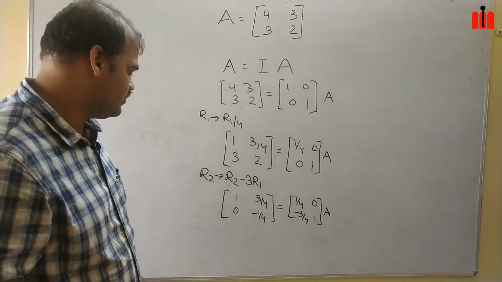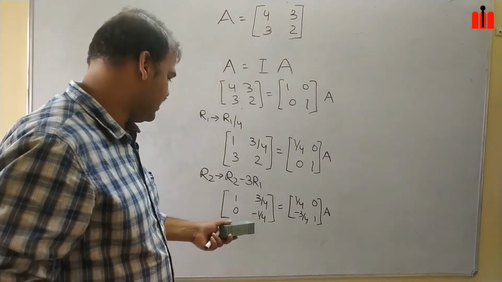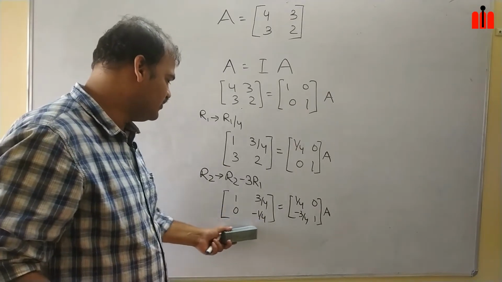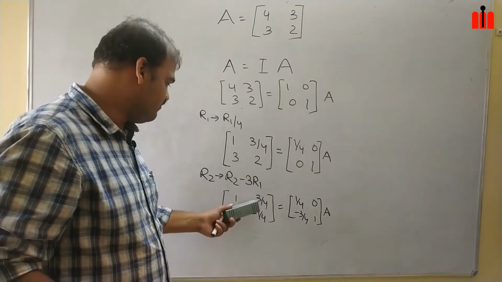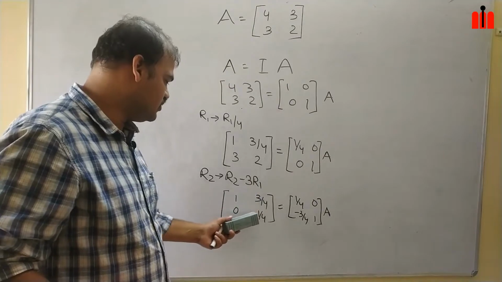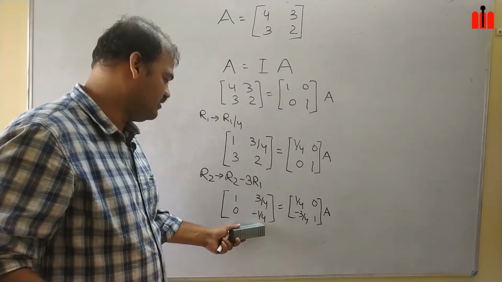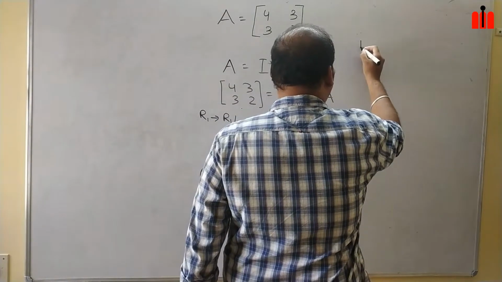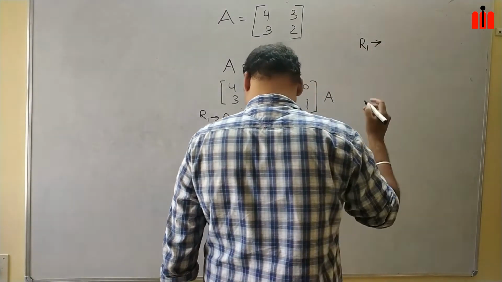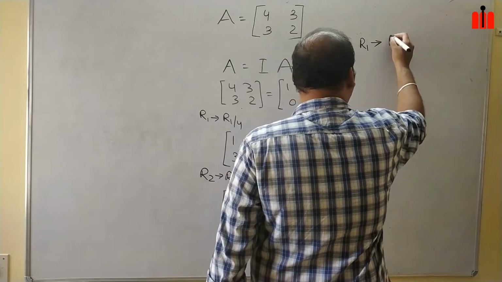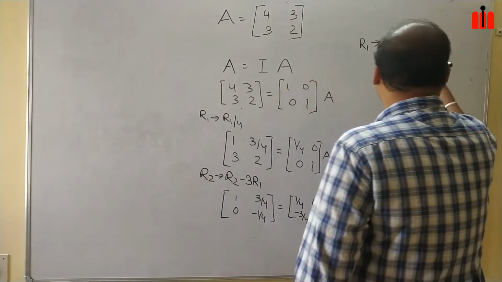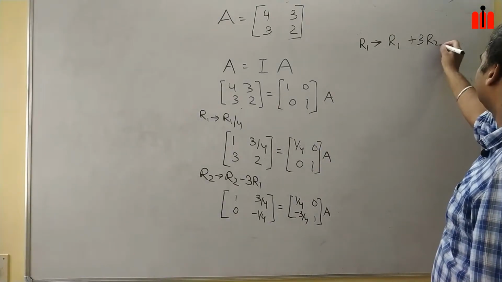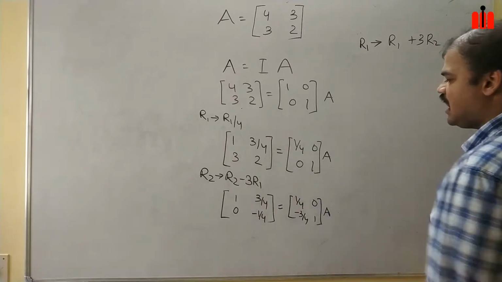Got it? Now next, in the identity matrix, here it is 1, here it is 0. So what I will do, I will multiply this R2 with 3 and add over here. Then I will get this again as 0. So 1, 0, 0, and after that it will be minus 1 by 4. So I will multiply with this 3 and add with this R1. So the next operation will be R1 tends to R1 plus 3 R2. Okay, you do R1 plus 3 R2.